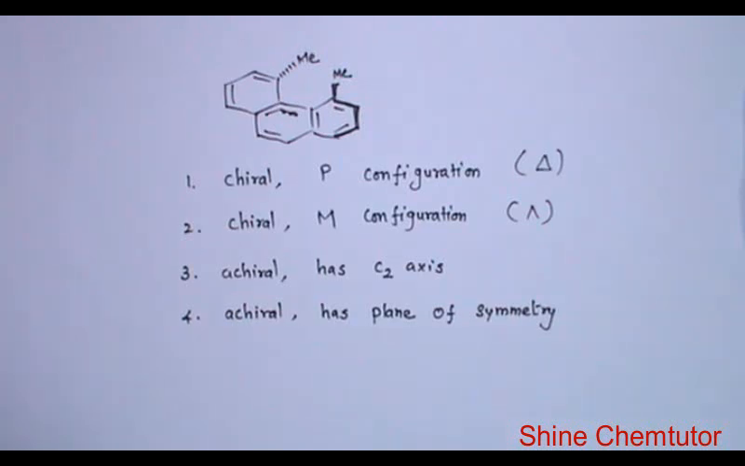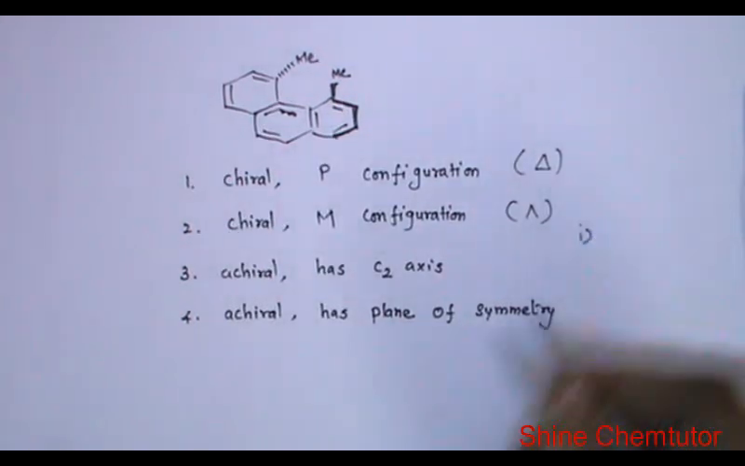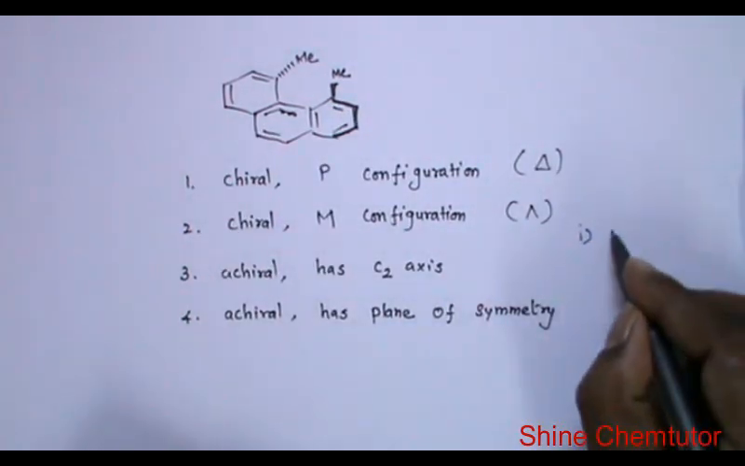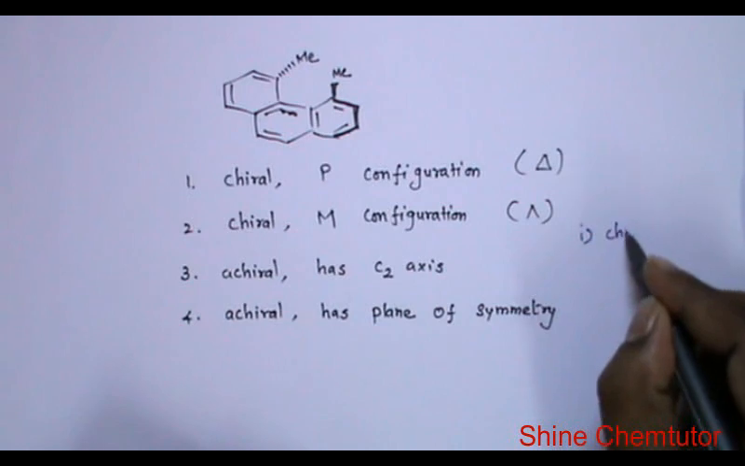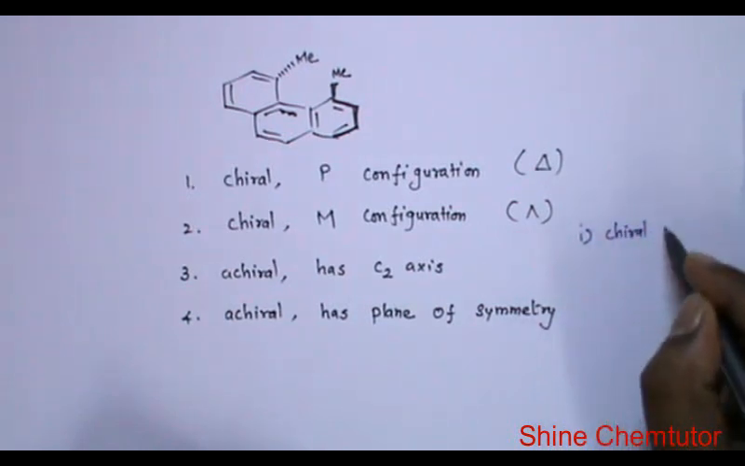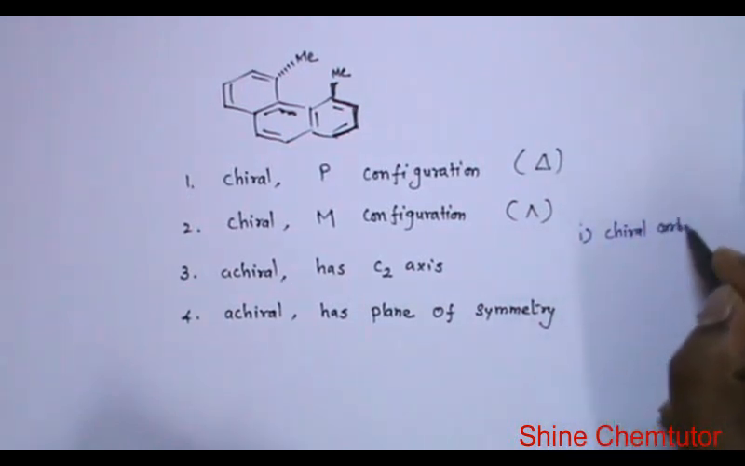In this video, we are going to solve a problem on assigning configuration for helically chiral molecule. Generally, a molecule can be chiral if it has 4 different groups attached with carbon. So that is chiral carbon.